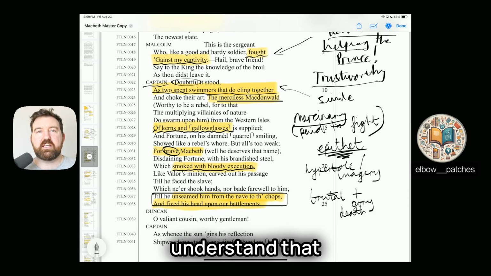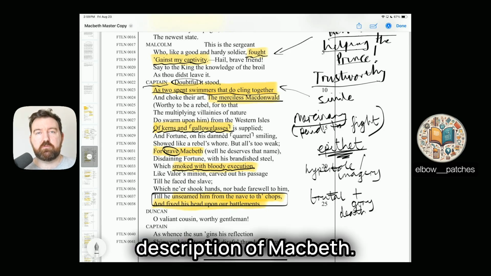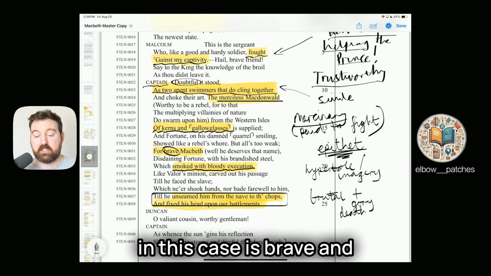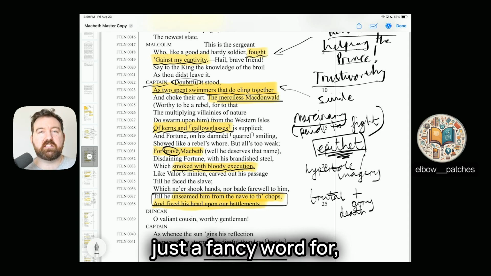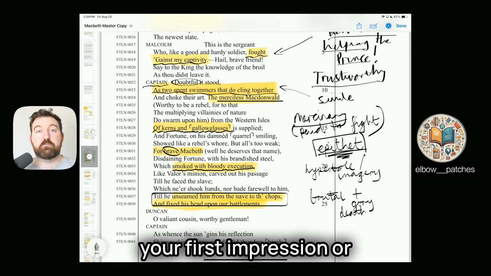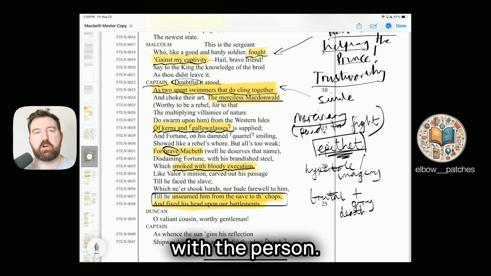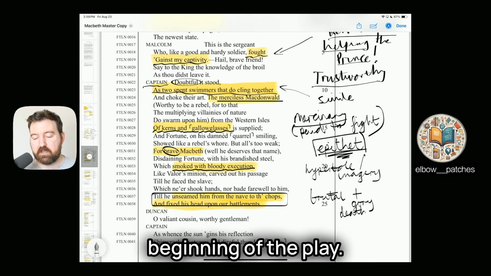And I want you to understand that this is the first description of Macbeth. So the first description in this case is brave. And that then forms what's called an epithet. And an epithet is basically just a fancy word for your first impression or what you associate with the person. So when we think Macbeth right now, we think brave. That's his epithet at the beginning of the play, okay?